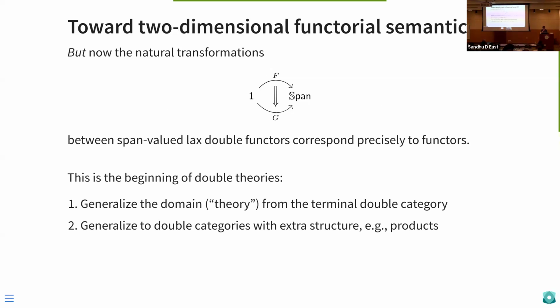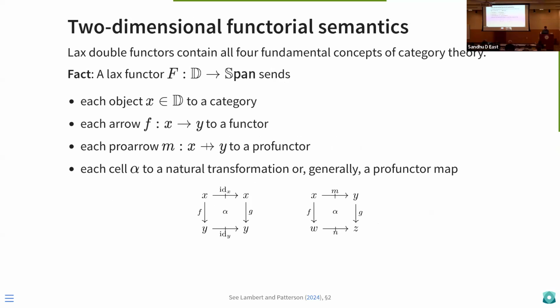And so now what I need to do is, first of all, generalize the domain, which is playing the role of my theory, from just the terminal to some other kinds of double category, like maybe one that's presented by generators and relations. And then also I should be generalizing, just like you want to give yourself products or some other additional structures so that you can have more expressive theories. And so that's basically the sort of stuff that we did.